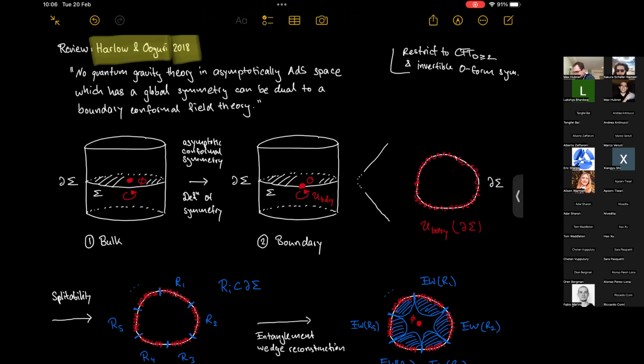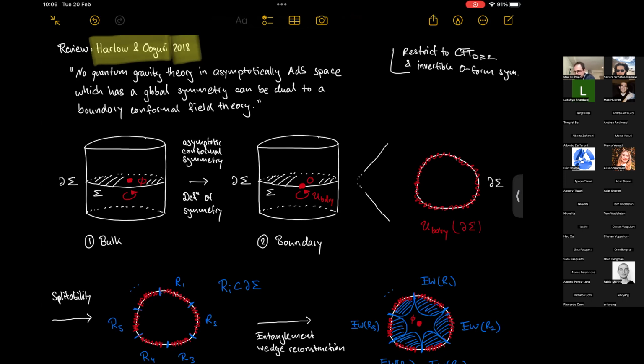Another reason that it's useful to review this paper is it is the first work that I know of that introduces the very deep notion of subregion duality into the study of global symmetries. And so this will also be the workhorse in our argument. So I'll have to review it anyway, and it's good to see it work in this context too.